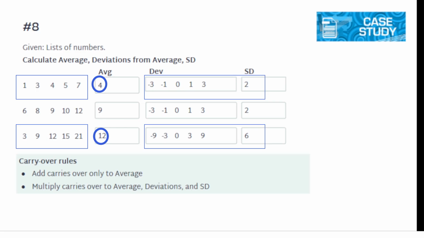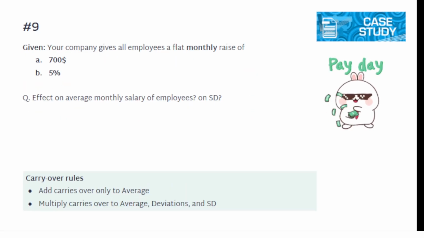And last case study, imagine your company gives all the employees a flat monthly raise of A, $700, B, 5%. So what will be the effect on the average monthly salary of employees and on the SD? This is the carryover rule. If all your colleagues get the same amount of raise in their salaries, $700 in this case, the average also goes up by the same amount, by $700, but the standard deviation will remain the same.